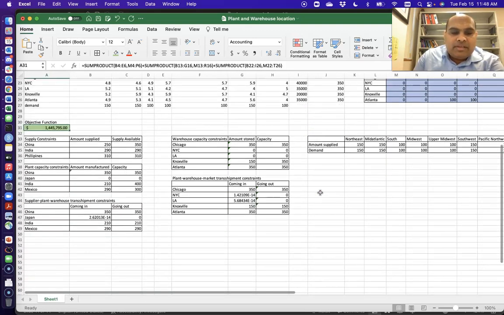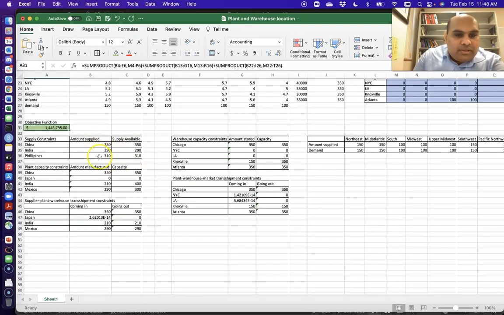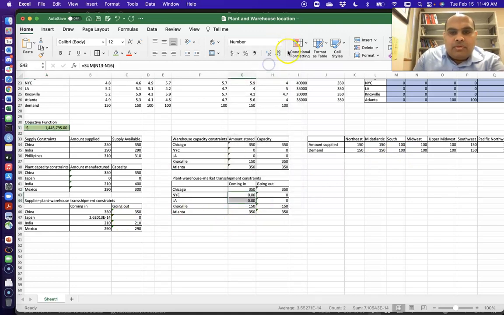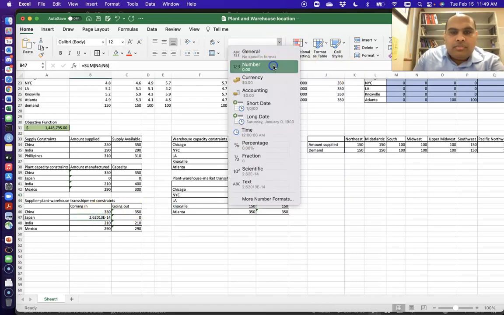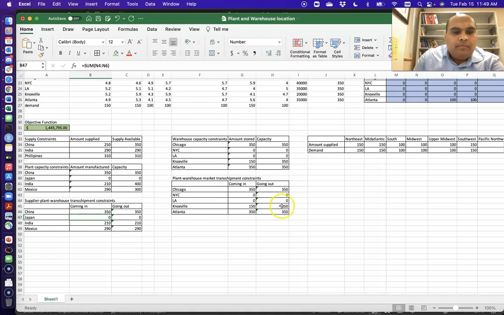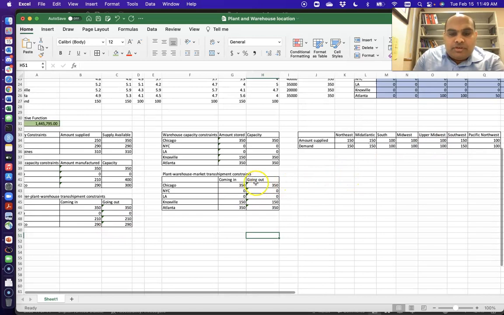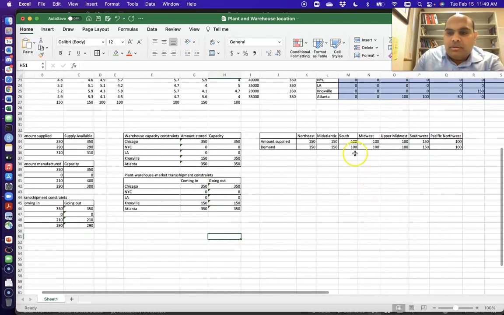So we know which plants are opening, we know what's happening. Oh, let's look at the capacities, right? If you look, we had 3 constraints here which were less than or equal to constraints. These were all equal to constraints. So you'll notice that again, I'm just going to change the number format and get rid of that. Just really, really small numbers, right? Because these 3 constraints were equal to constraints, the left-hand side numbers and the right-hand side numbers are exactly equal to each other, right?